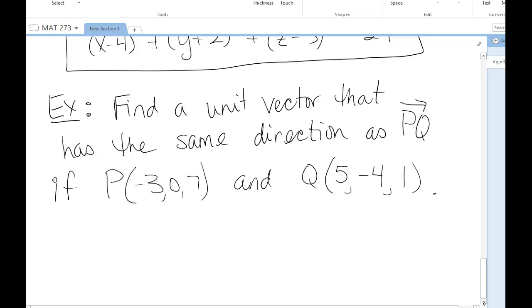Yeah, pop up. All right, next example. We're going to find a unit vector that has the same direction as PQ if P is (-3, 0, 7) and Q is (5, -4, 1).